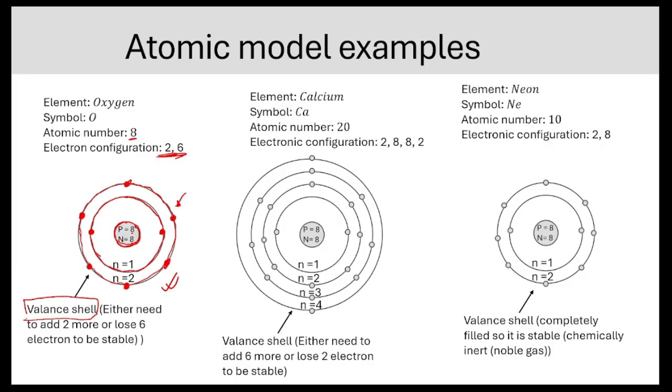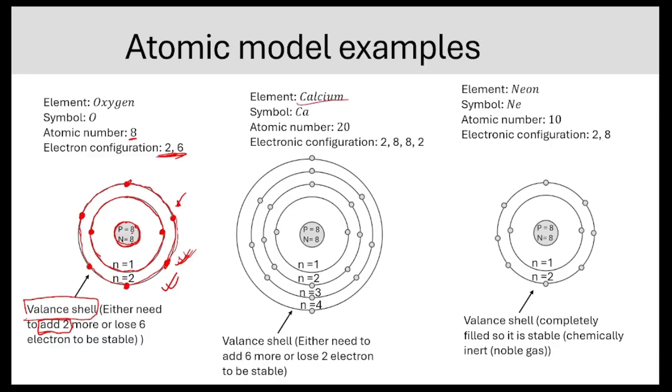So since oxygen has 6 valence electrons, it will strongly seek to gain 2 electrons to fill the outer cell. Oxygen will try to add 2 more electrons in order to be stable, or in other words, to complete this outer cell. Let's look at an example of calcium.